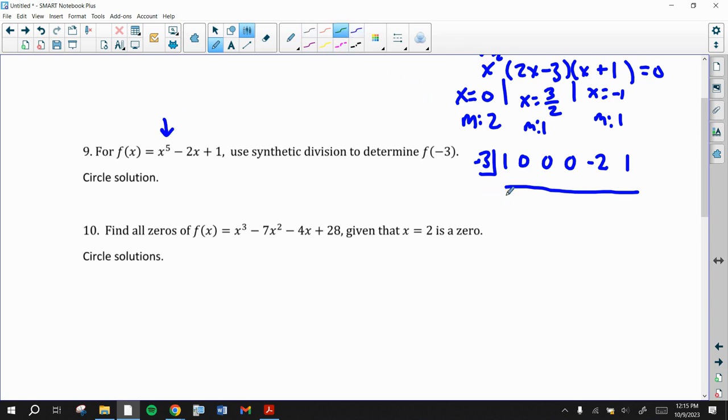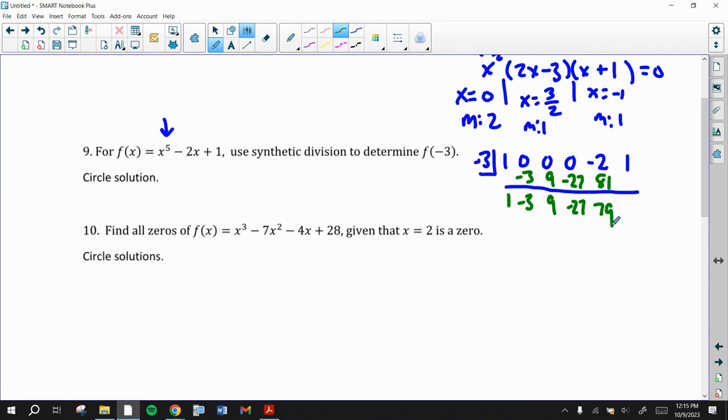So I'm going to run through my synthetic division. Bring down the 1, multiply by -3. Add, multiply, add, multiply, add, multiply, add.